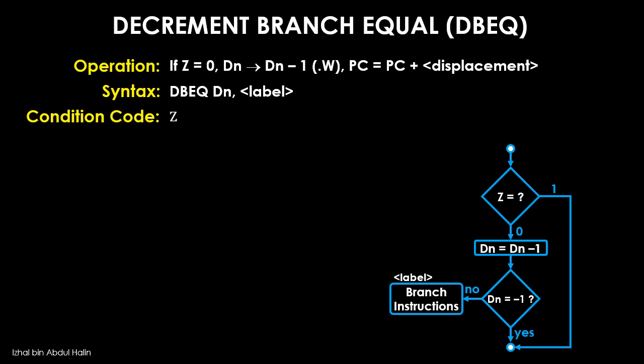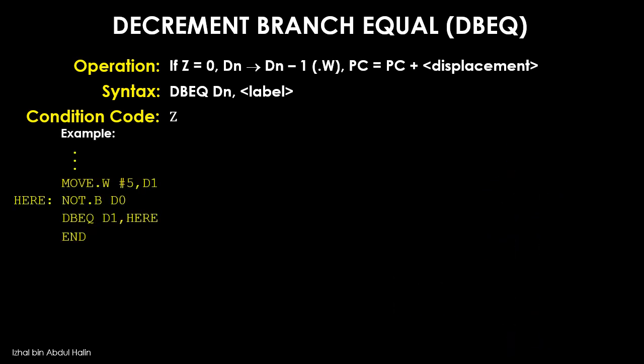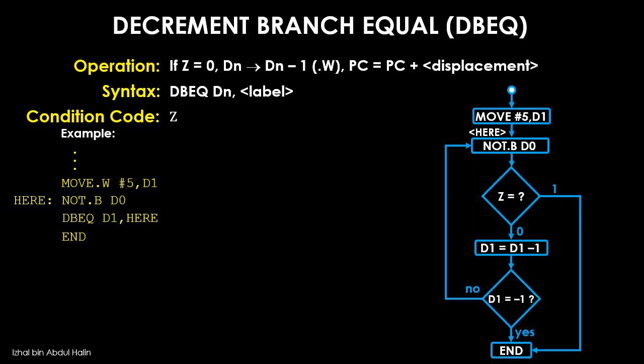Let's look at an example of how the DBEQ instruction is used to implement a loop. Let's assume that this code shows the last 4 lines of a big program. Its flowchart is on the right. The first line we see is used to move a word with value 5 into D1. D1 will be the loop counter for our DBEQ instruction. The next instruction is NOT.B D0. It is attached to a label called HERE.